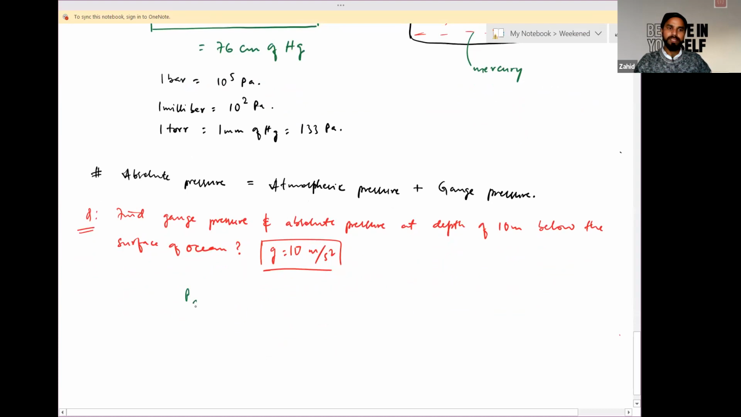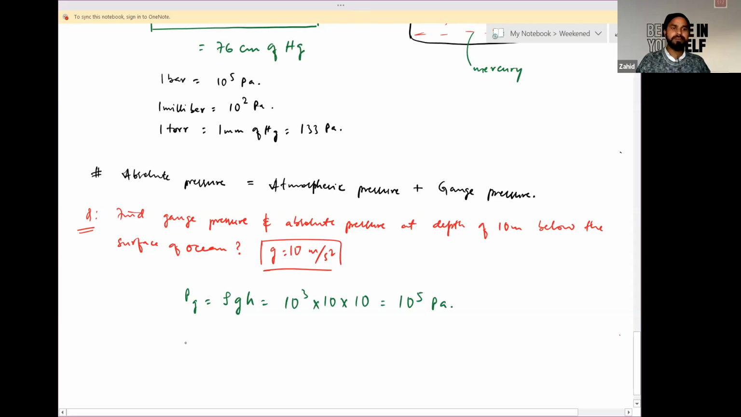As gauge pressure equals to rho GH. Rho is density of water, that is 1000. G is gravity, 10. And depth of liquid is 10. So it will be 10 to the power 5 Pascal.